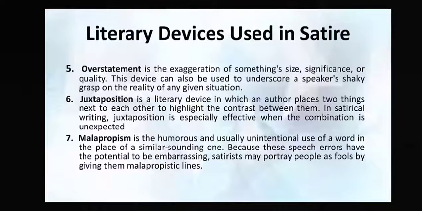Then malapropism is the humorous and usually unintentional use of a word in the place of a similar sounding one. Now, because these speech errors have the potential to be embarrassing. When you use a word, actually you wanted to use some other word, but because of a slip of tongue or an unintentional mistake, you use another word. So, for example, it is ruler and you say rule, or it is rule, you say ruler. So, kind of confusing that what you want to say could not be conveyed properly, and these are speech errors which make you embarrassed as writers, as speakers.